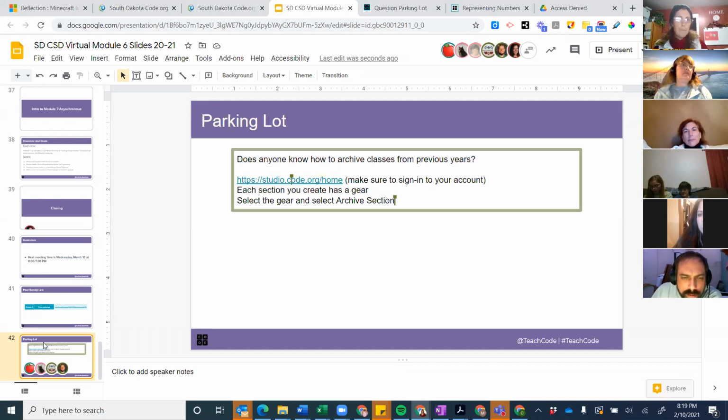But basically, if you go to the instructions that I've listed on slide 42 and scroll down to the sections that you created, next to each section there is a gear. If you select that gear, you can select archive section, and it'll archive it for however long you want it to be archived. So if that was the original question.